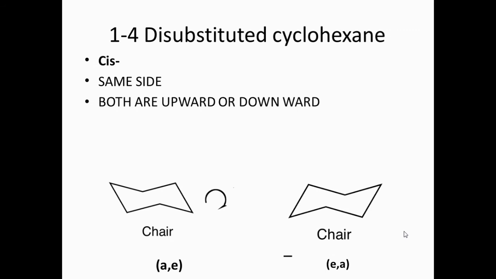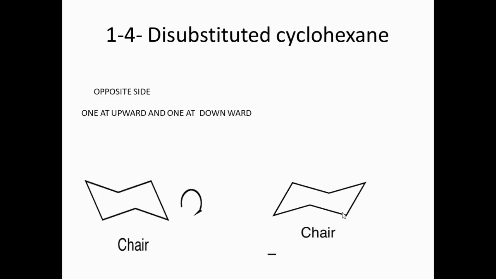In the first case, if the first substituent is in an upward direction, that means axial, the substituent at the fourth carbon atom is also placed in an upward direction, so it can be considered cis. And if the substituent at the first carbon atom is at an equatorial position, that means it is in the downward direction, the substituent at the fourth carbon atom at the axial position is also in the downward direction. In both cases these are in the downward direction, so same side. So this form may be axial-equatorial or equatorial-axial, both are the same. Okay, this is similar to 1,2-disubstituted cyclohexane.